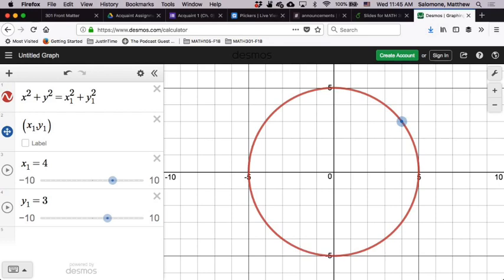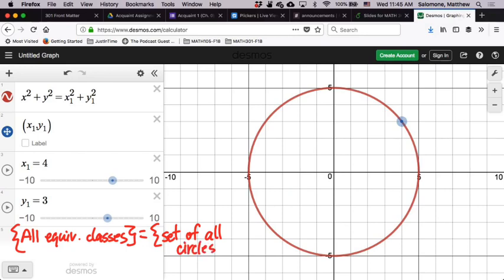And so then I guess the last thing I wanted to ask is, if I wanted to write down the set of all equivalence classes, hopefully we're persuaded that this is the set of all circles centered at the origin.